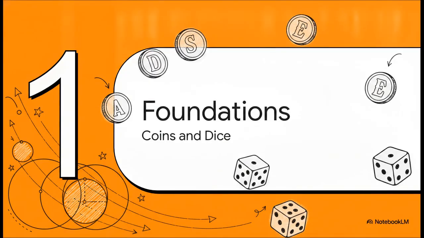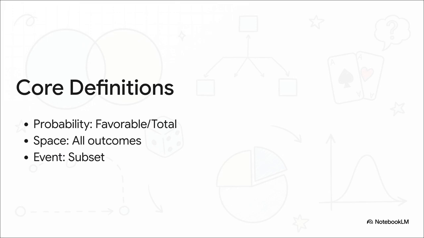Starting with Section 1, foundations, coins and dice. Before we can do any complex math, we literally must define our universe. Everything in probability has to start from understanding exactly what's possible. What's really fascinating here is just how simple the core foundation actually is. The mathematical formula for probability is just your favorable chances divided by your total chances. That total chances part is what we call your sample space. Simply put, it's a set consisting of all possible outcomes of an experiment. It's your total universe, like the numbers 1 through 6 when you're tossing a single die. An event is just a subset of that sample space. It's your specific target, like, say, wanting to roll an even number.